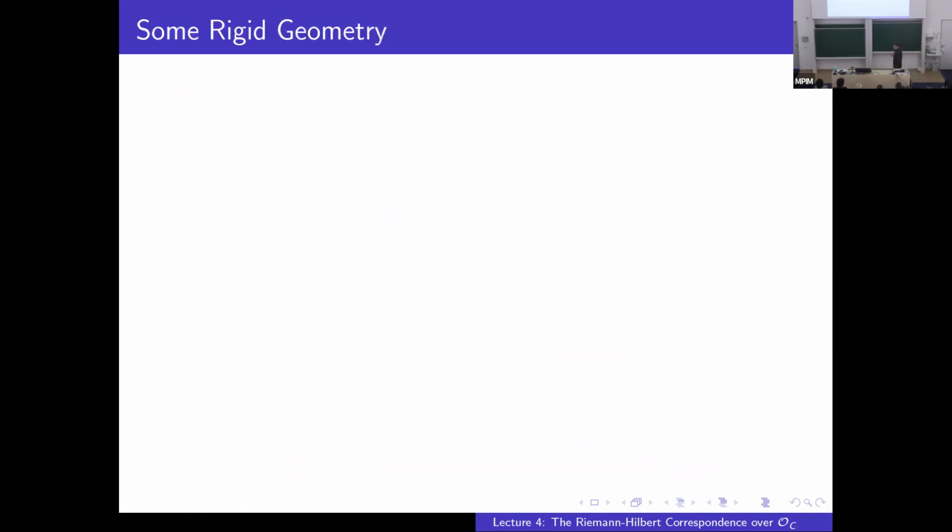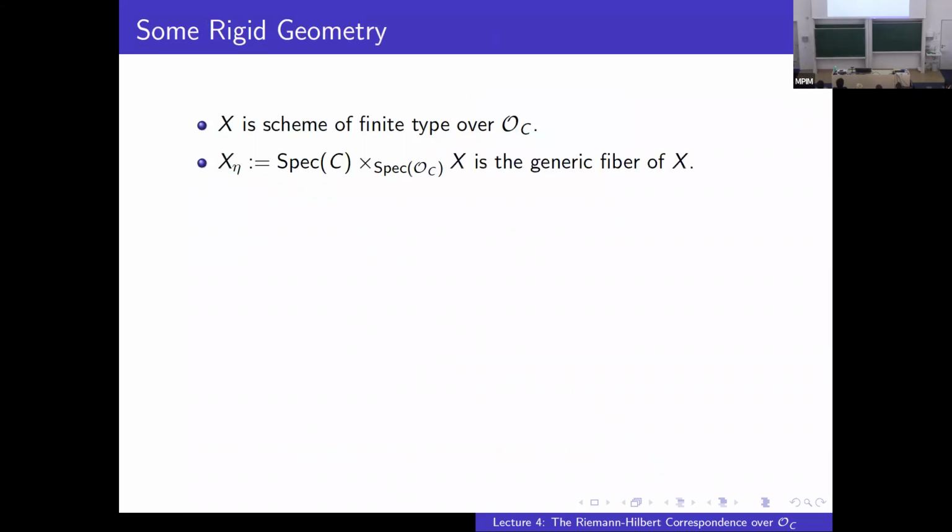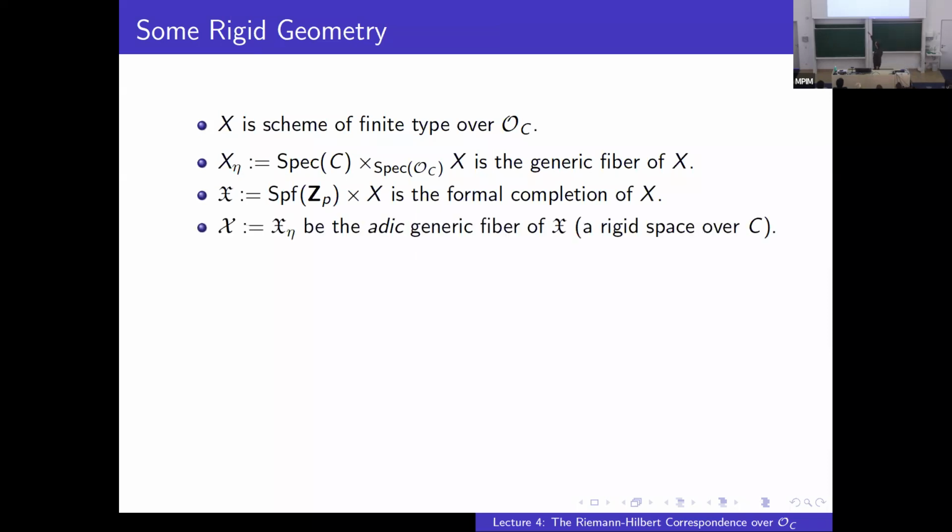Okay, so I'm going to be interested in some things that are pretty close to algebraic geometry. So let's be in the situation where X is a scheme of finite type over OC. I'm going to write X-eta for its generic fiber. I'm going to write Fracture X for the formal completion of X. And I'm going to write calligraphic X for the generic fiber of that formal completion. That's a rigid space over C, or an adic space.